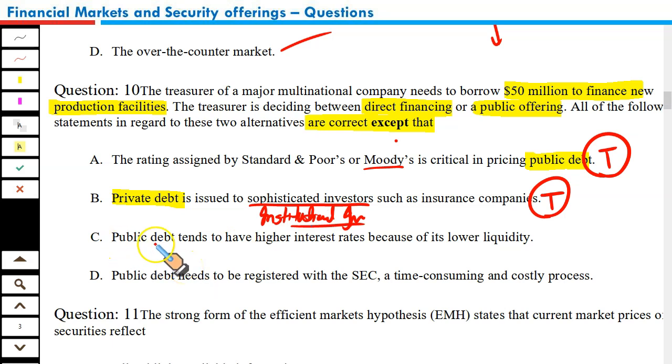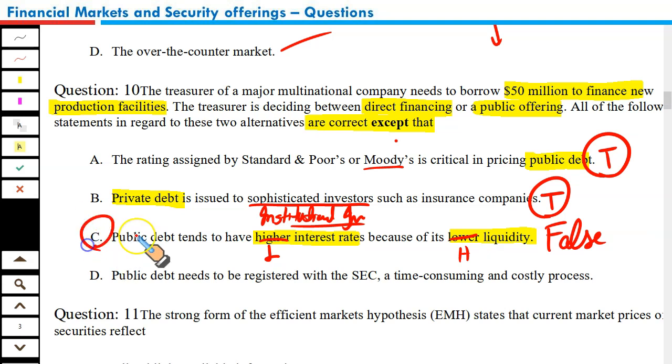Then, public debt tends to have higher interest rates because of its lower liquidity. This is a false statement. And why is it false? Public debt tends to have lower interest rates because of its higher liquidity. The terms are totally in opposite arrangement. So the statement is totally misarranged, and that is why it is false, inappropriately worded. And that's what we were looking for.